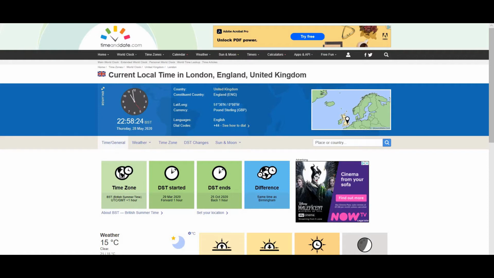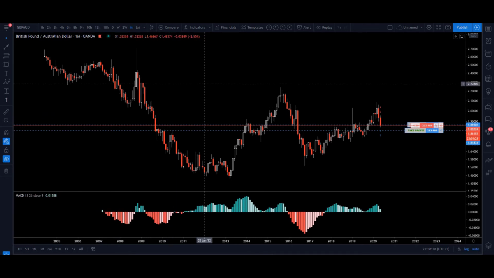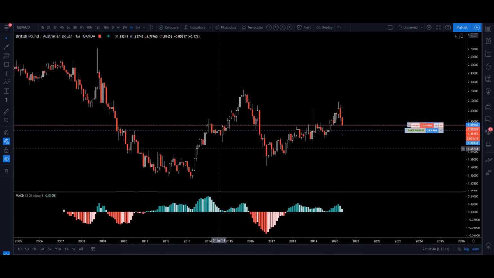I'm going to jump over into the charts, guys, because it's a trade that we've already triggered, and what we're looking at is the British pound Australian dollar. Now I'm here currently on the monthly chart of this pair, and we've already been short this market. In fact, a few weeks ago, made some money.